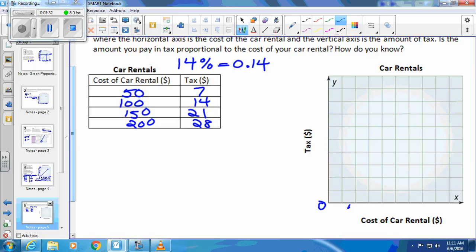I went up by 50s every other, so 50, 100, 150, 200. I like to use as much of the graph as possible. Then I went up by 7, 14, 21, 28, and you can continue going up by multiples of 5 if you'd like. The graph 7 is at 50, 100, 150, 200.